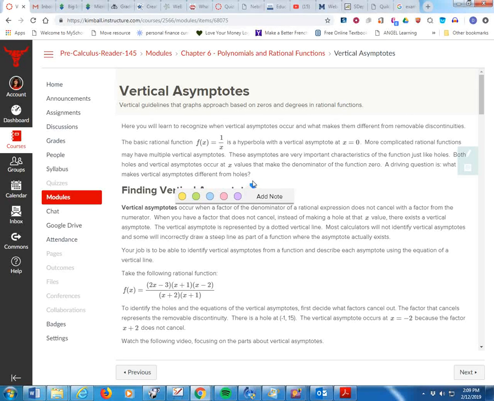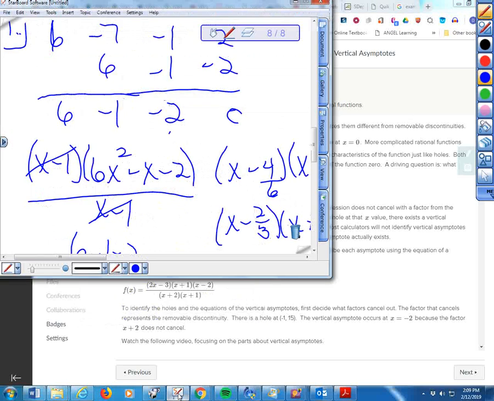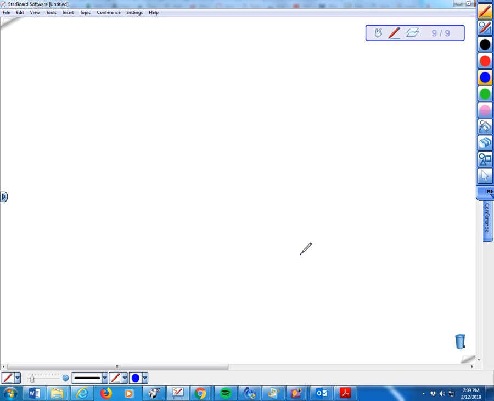Okay, so let's just do an example of how to find asymptotes. I'm going to do one out of each. Find my 3 scenarios here. All right.